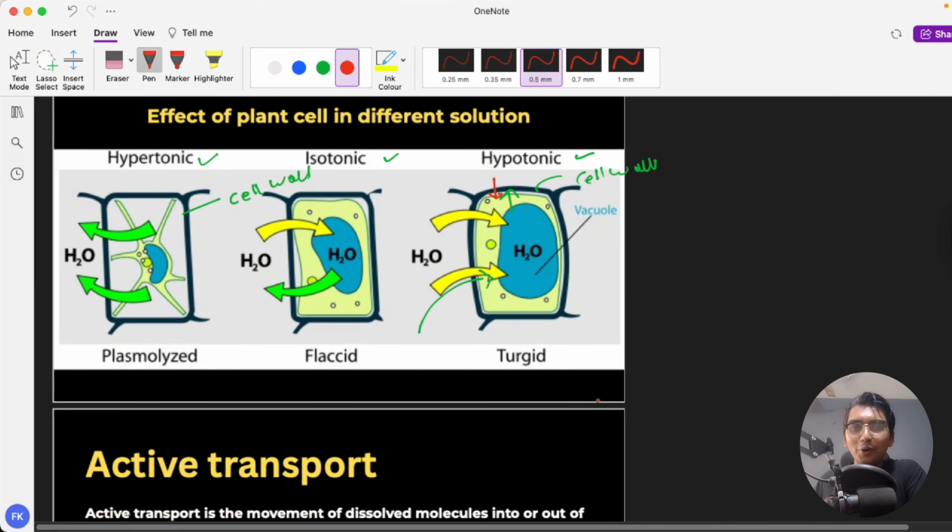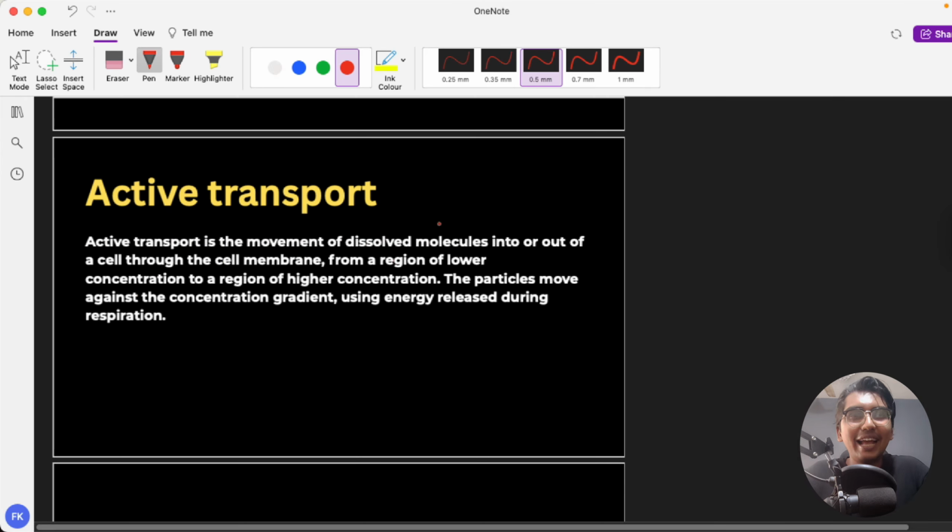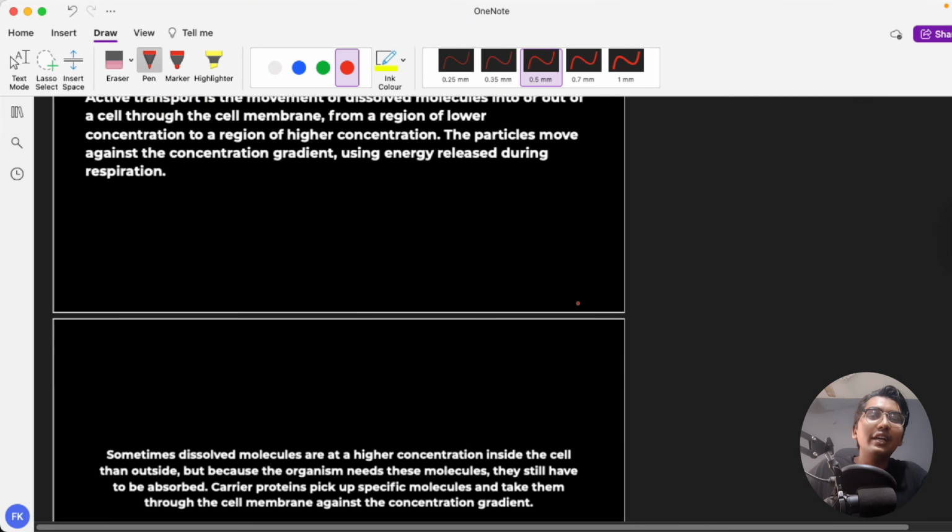Now we have one more topic left, which is active transport. So what is active transport? Active transport is the movement of dissolved molecules in and out of the cell through the cell membrane from a region of lower concentration to a region of higher concentration. The particles move against the concentration gradient using energy released during respiration.